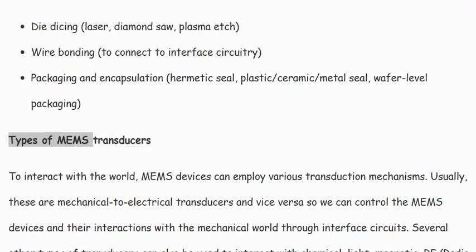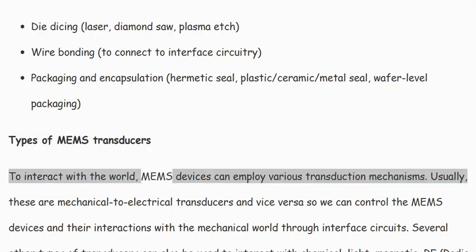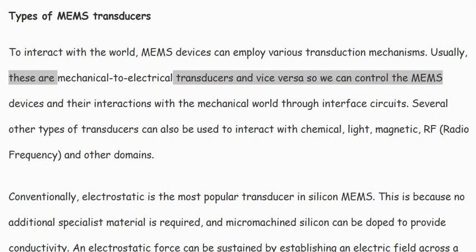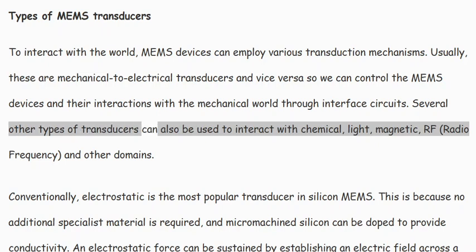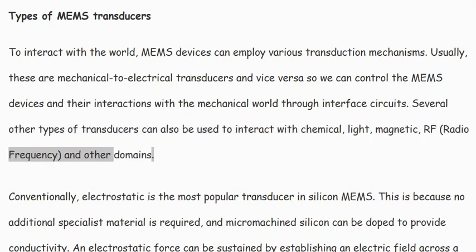Types of MEMS transducers. To interact with the world, MEMS devices can employ various transduction mechanisms. Usually, these are mechanical to electrical transducers and vice versa, so we can control the MEMS devices and their interactions with the mechanical world through interface circuits. Several other types of transducers can also be used to interact with chemical, light, magnetic, RF, radio frequency, and other domains.